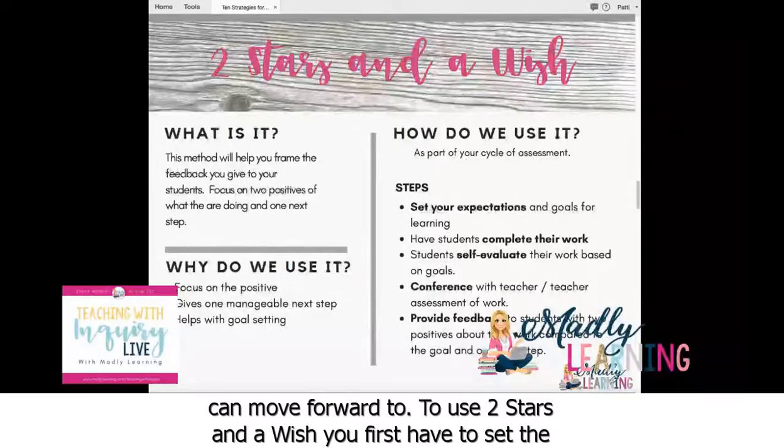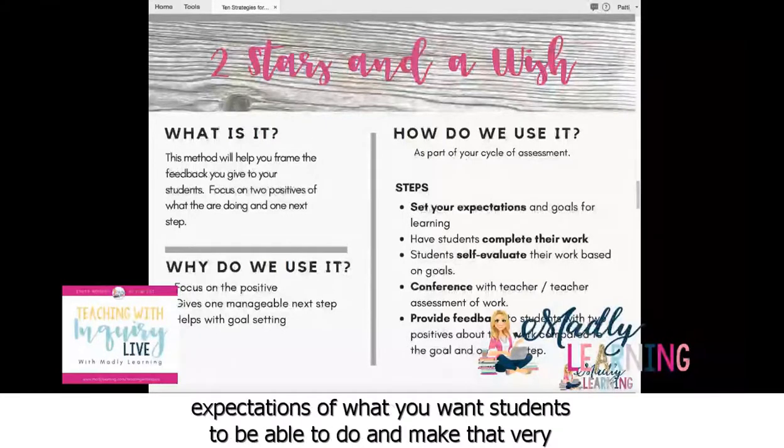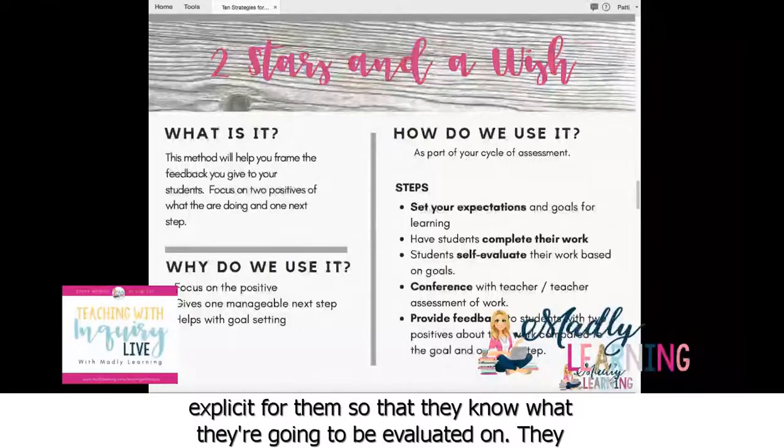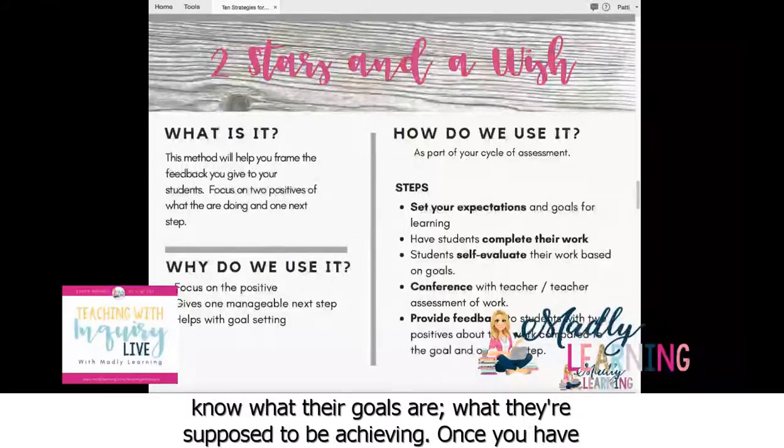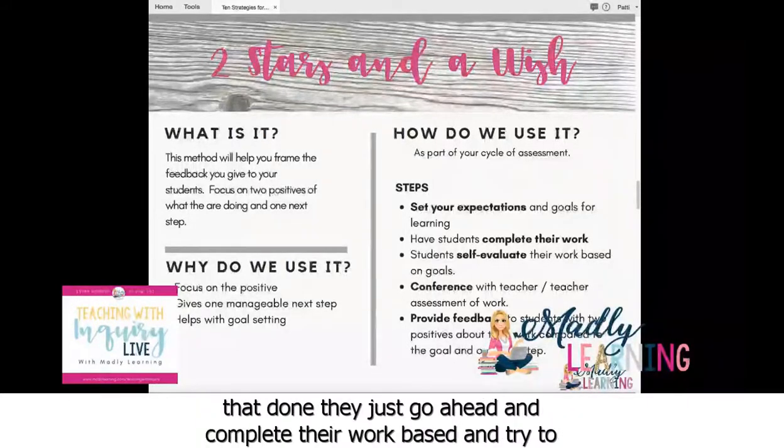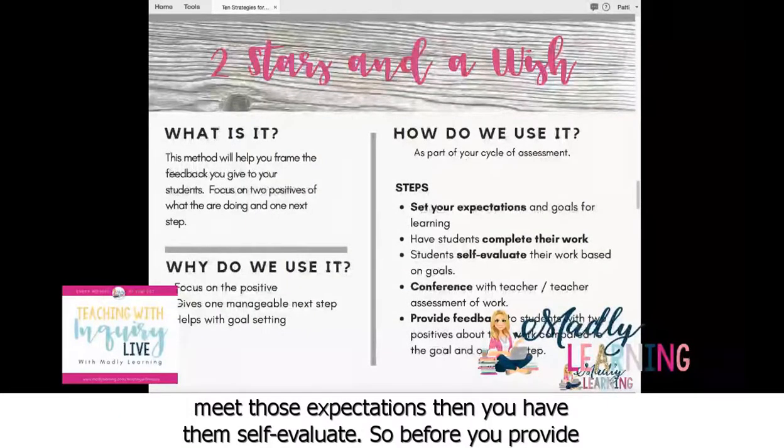So to use 2 Stars and a Wish, you first have to set the expectations of what you want students to be able to do and make that very explicit for them, so that they know what they're going to be evaluated on. They know what their goals are and what they're supposed to be achieving. Once you have that done, they go ahead and complete their work and try to meet those expectations.